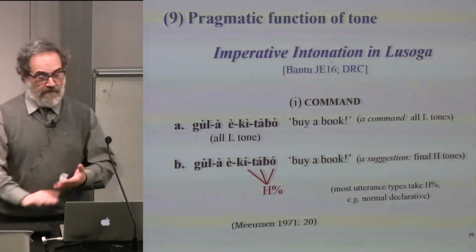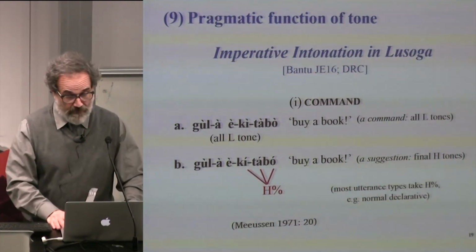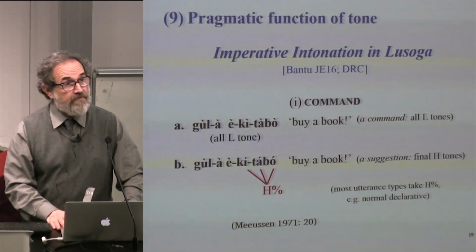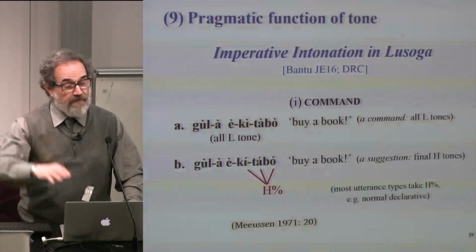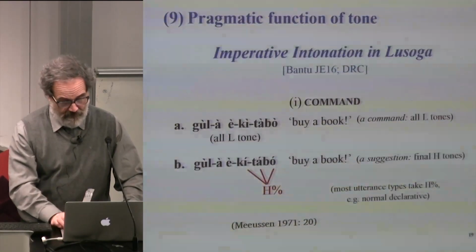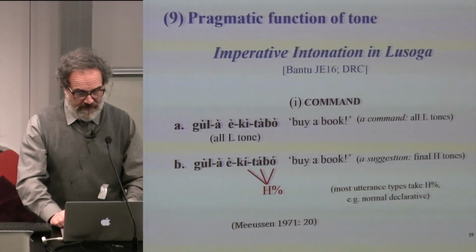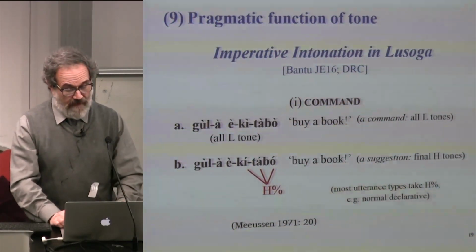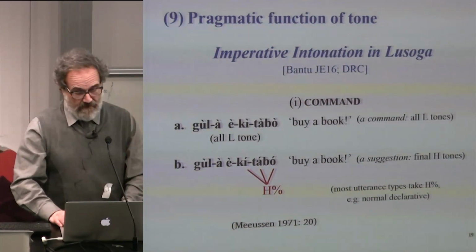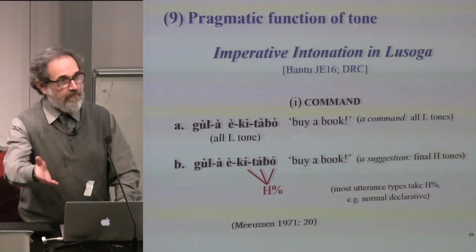Finally, the pragmatic function of tone: the imperative intonation in Lusogo, a language I'm working on right now. Normally, the declarative intonation in this language is to end with a high pitch, and I'll show you that in a second. But if you look at this imperative, if you have a command, buy a book, it'll be gula ekitabo, all low tone. I can put that declarative high tone, that boundary tone, the H in red, and say gula ekitabo, and that will mean buy a book. What should I do? Oh, buy a book, a suggestion.